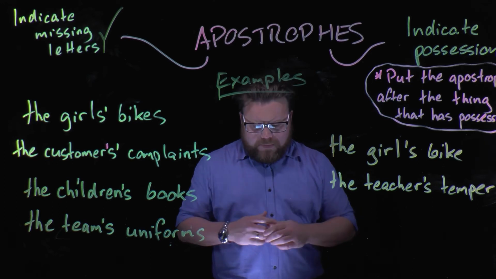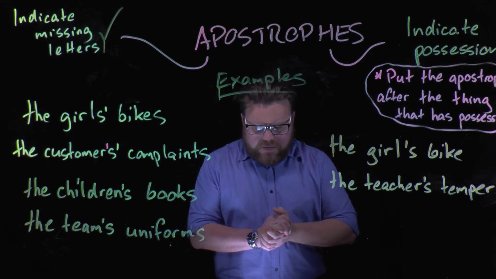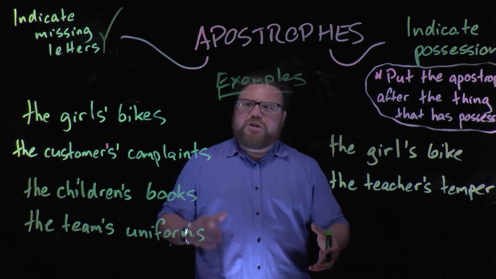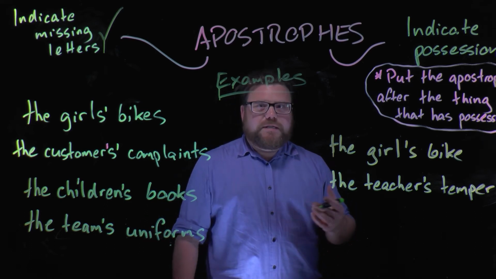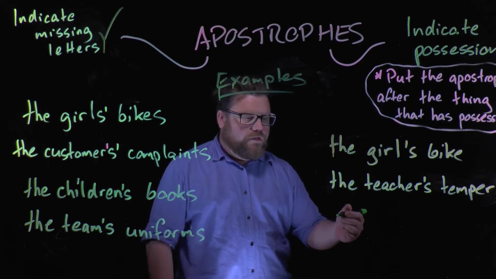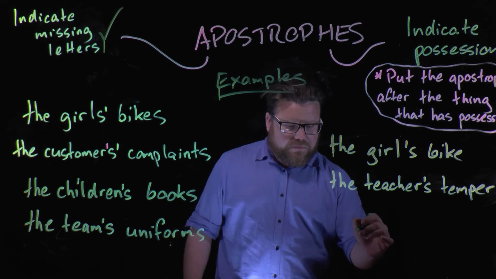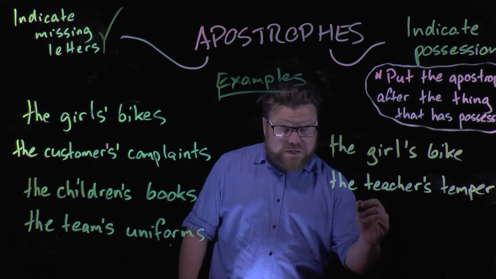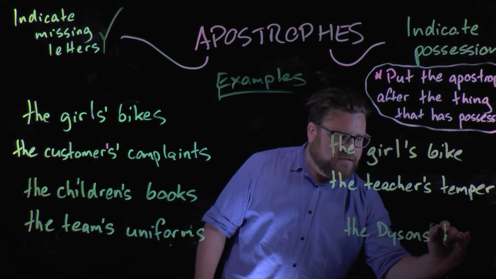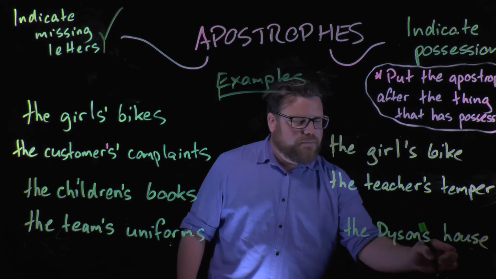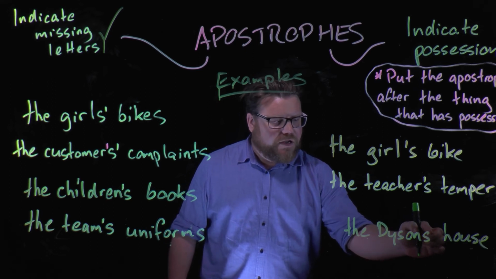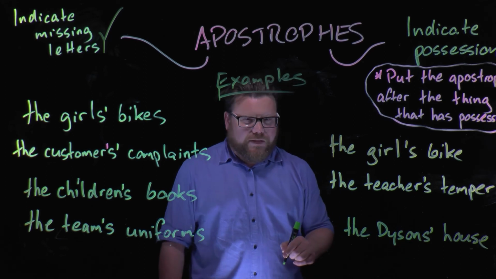One last thing to talk about before we leave apostrophes is, what if the name ends with an S already? Well, in this case, you can kind of go either way. For example, if you were to say, I'm going over to the Dysons for a barbecue, the Dysons' house for a barbecue, then you could say the Dysons' house, and the house belongs to the Dysons, not just me, myself and my family. So the apostrophe needs to go after the S, but you don't need another S.